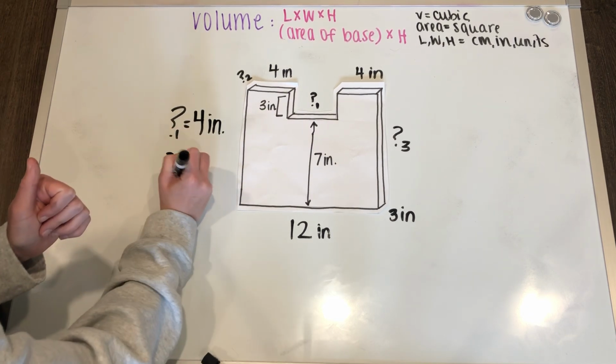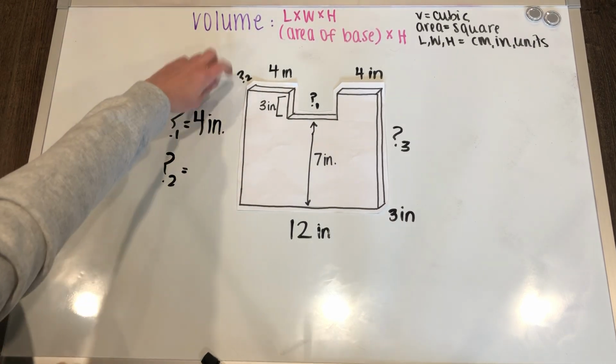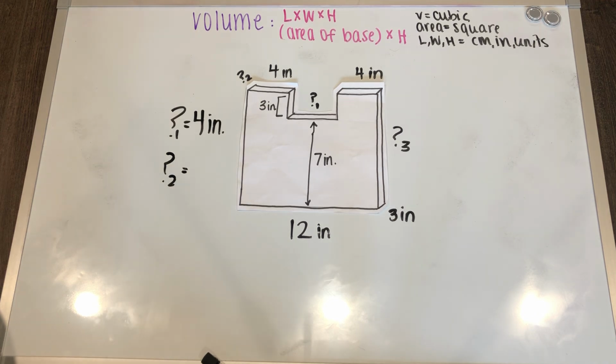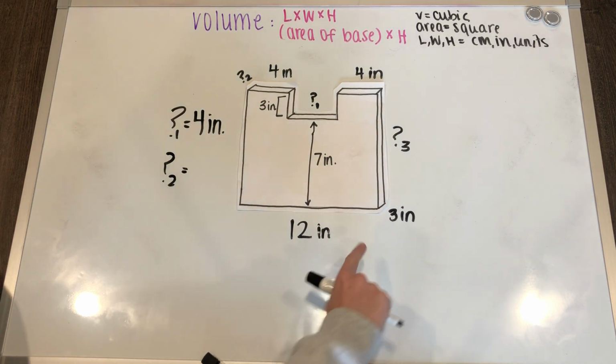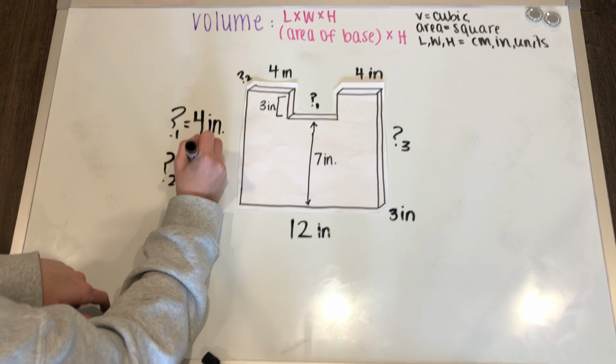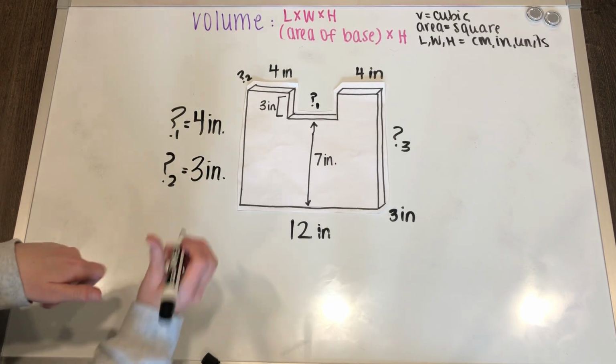Now let's look at question mark 2. It's saying, what is the width? Well, same thing. We know the width is the same throughout the entire prism. So if the width is 3 here, then the width is going to be 3 right there.